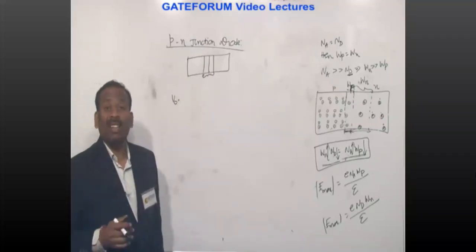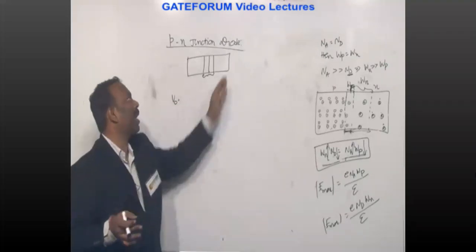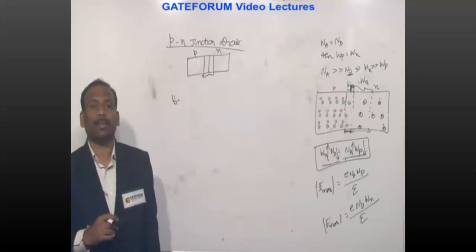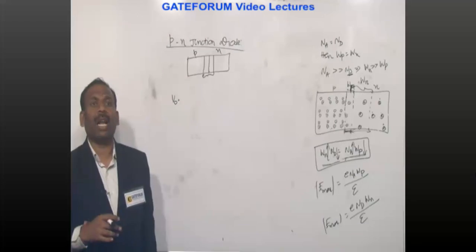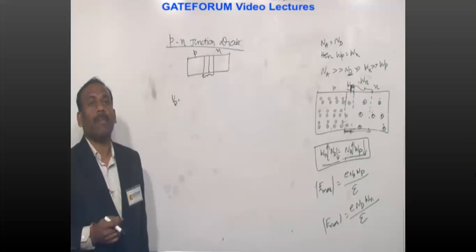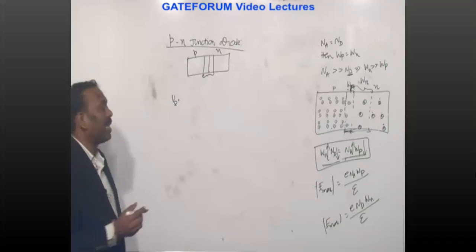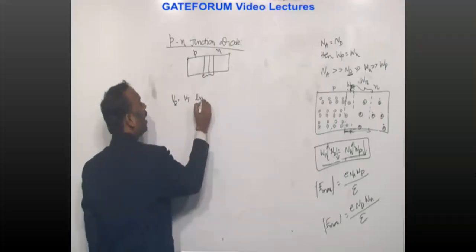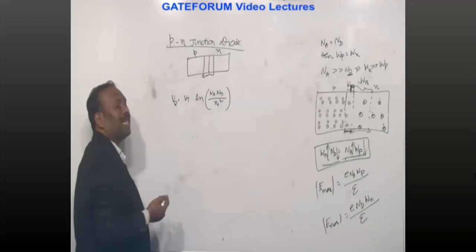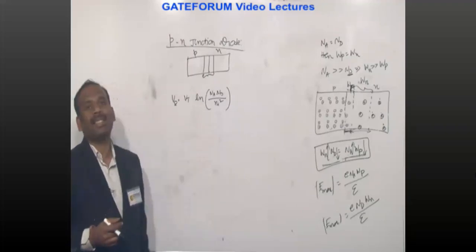Why is it called barrier? It is acting as a barrier for the flow of holes from P to N, and electrons from N to P. Therefore, it's called barrier. And the potential is open circuit under unbiased condition. It is given by Vt ln Na Nd by Ni square. What are Na, Nd, Ni? Acceptor impurities, donor impurities, and intrinsic concentration.